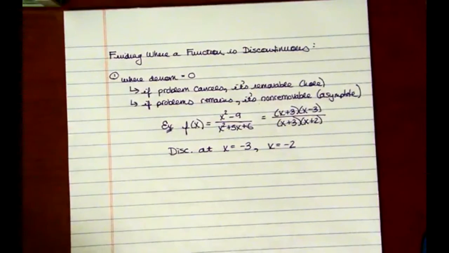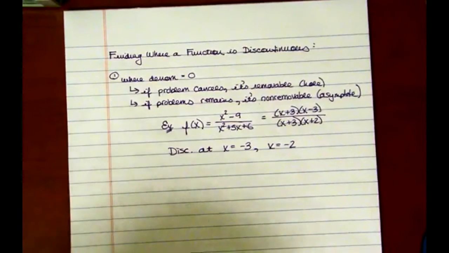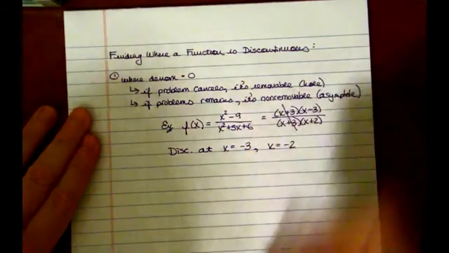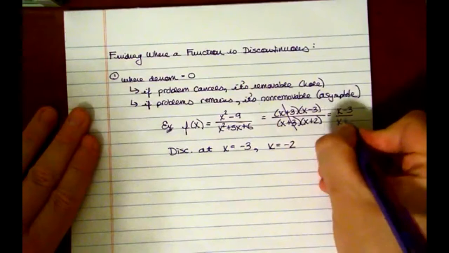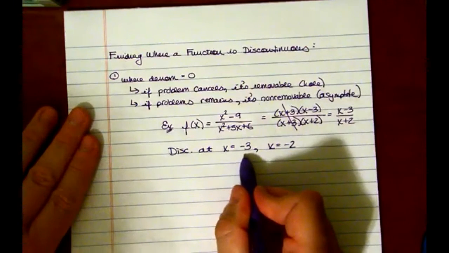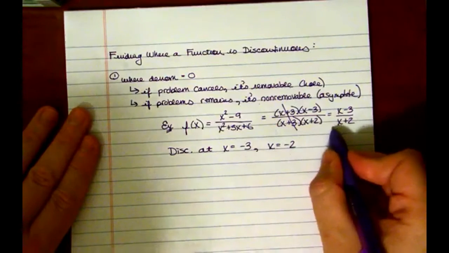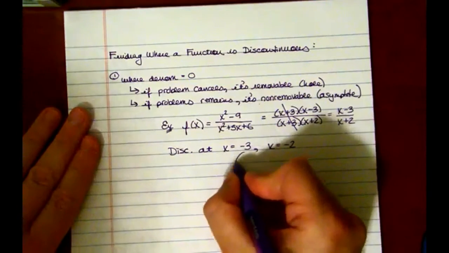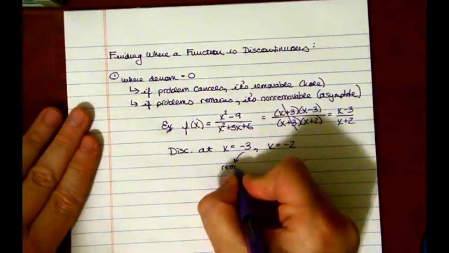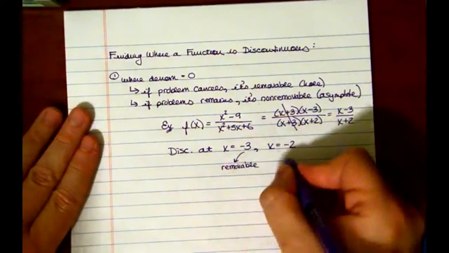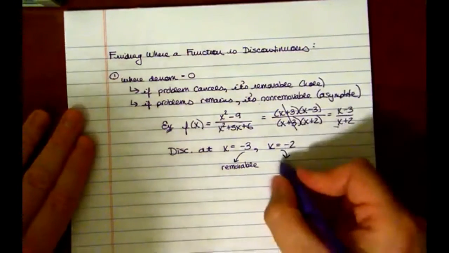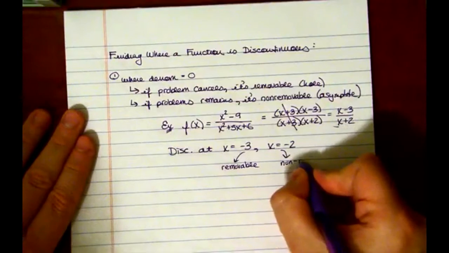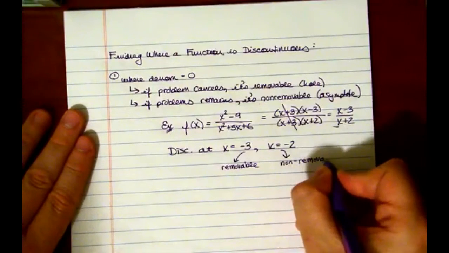Now I need to classify these as removable discontinuities or non-removable. Well, simplifying, I can do some canceling like that, so I can cross that out. My discontinuity at x equals negative 3, after simplifying, that's no longer there. I removed that discontinuity. I don't have an x plus 3 in the denominator anymore, so I'm going to label that one as removable. The other one, x equals negative 2, well, that problem still remains in the denominator. I'm going to call that a non-removable discontinuity.